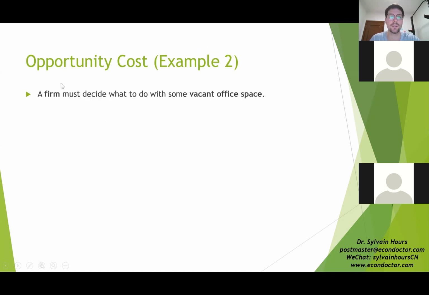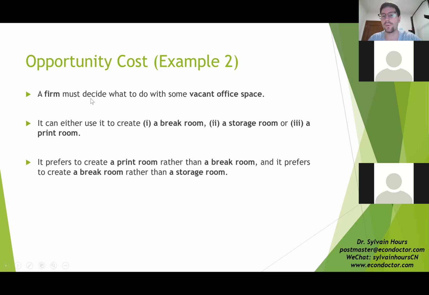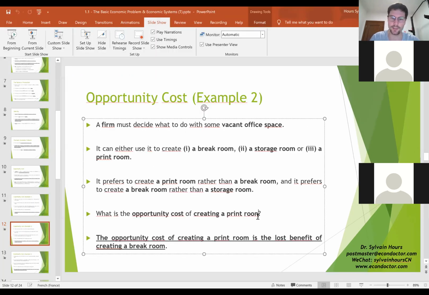The second example is about a business that has to decide what to do with some vacant office space. This very often happens, and perhaps in your school you have some empty classrooms or some empty offices, and your school has to decide, all right, what are we going to do with this vacant office space? So the school is going to start by listing the alternatives. Are we going to create a break room, a storage room, or a print room? Then your school or the company is going to rank these alternatives from best to worst. And then eventually, all right, the print room, not room, sorry, I'm going to correct this right now, otherwise I'm going to forget.